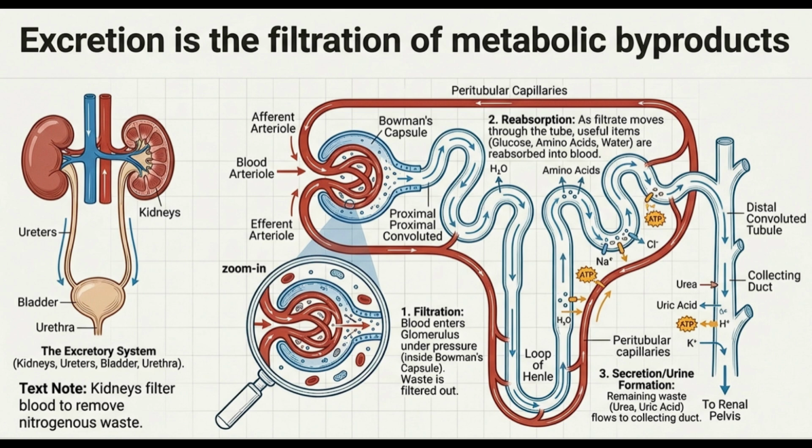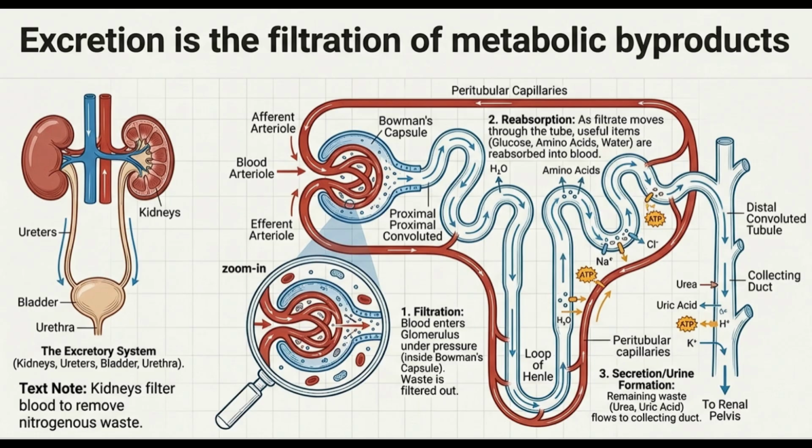Step 2. Reabsorption. As the filtered liquid moves through the proximal convoluted tubule, useful substances like glucose, amino acids, and water are reabsorbed back into the bloodstream. It's like your body's own recycling system, making sure it keeps the good stuff.